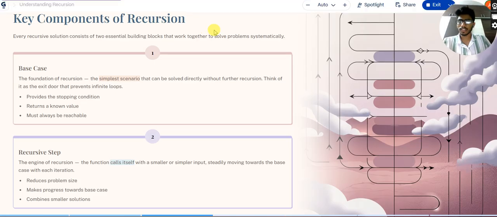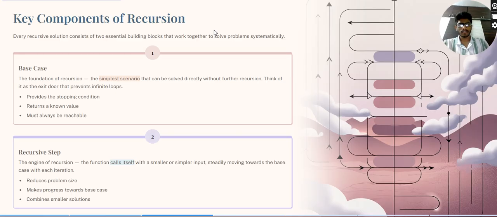Key concepts of recursion. In recursion we need to have two main parts, and they are the base case and the recursive step. The base case will generally have a fixed value, and it is also known as the end of the recursive function. It provides a stopping condition, returns a known value, and must always be reachable.